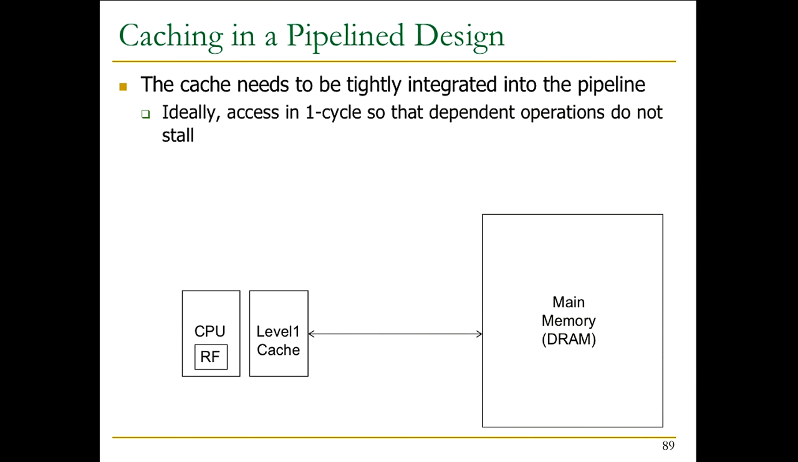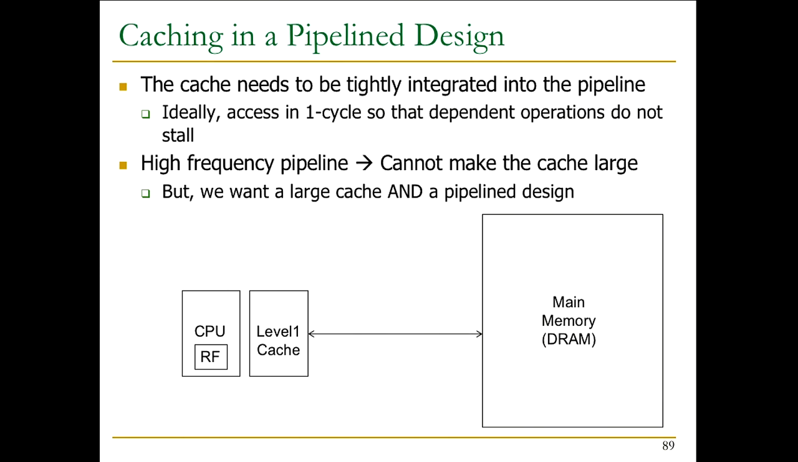Okay, so caching in a pipeline design. This is actually interesting because caching interacts very tightly with the pipeline. But this happens in the level 1 cache. The cache needs to be tightly integrated into the pipeline because ideally you want one cycle access to the data so that the pipeline can move quickly. Dependent operations do not stall, basically. But with a high-frequency pipeline, and if you want one cycle access, you cannot make the cache large. That's the problem. But we want a large cache and a pipeline design at the same time, which means that you need to introduce a cache hierarchy.